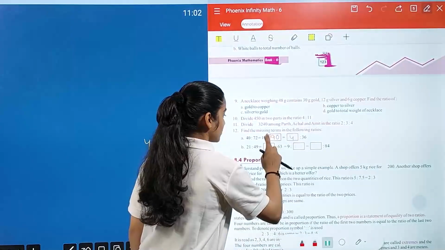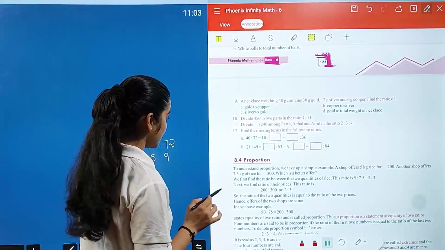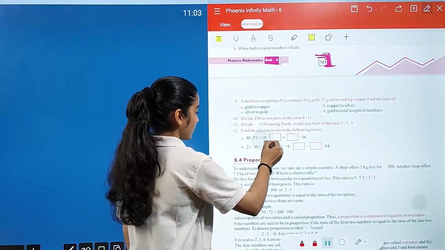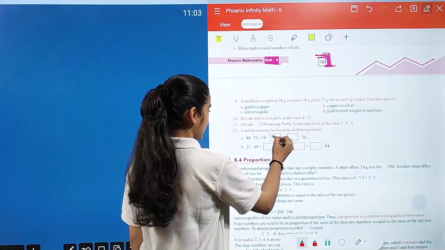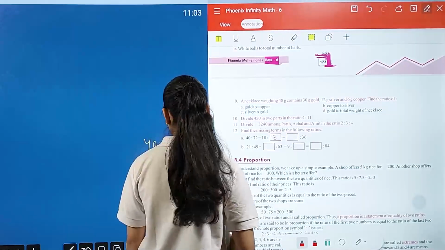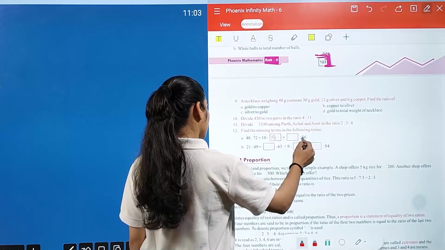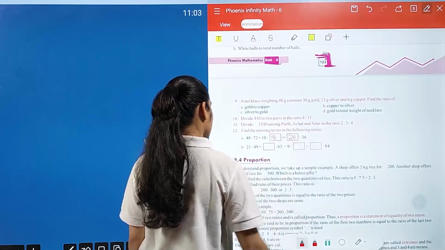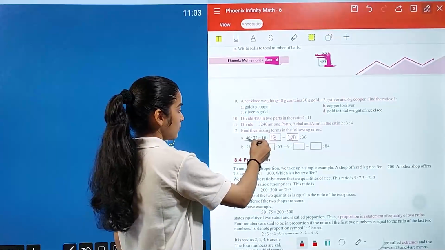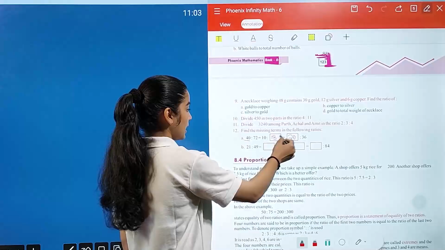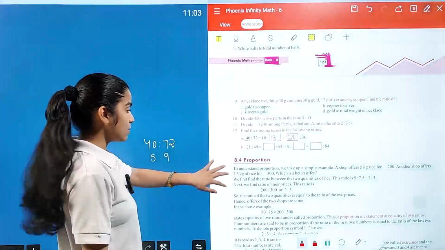Here we have 5 is to 9 in the simplest form. 8 5s are 40 and 8 9s are 72. If it is 5, 2 5s are 10, 2 9s are 18. Okay, now 4 5s are 20, 4 9s are 36. So in that way you have to solve. 40 is to 72, 40 is 4 times 10, and then 20 is to 36. So in the same way you can do the second part you have.